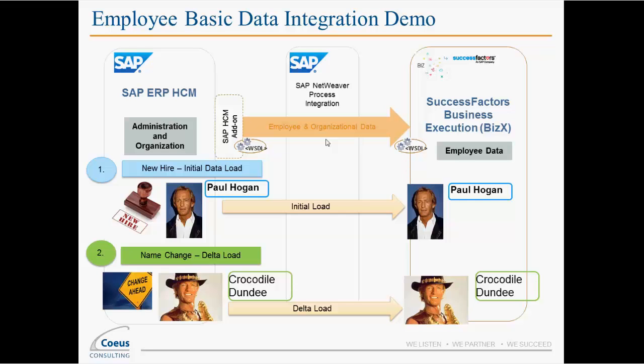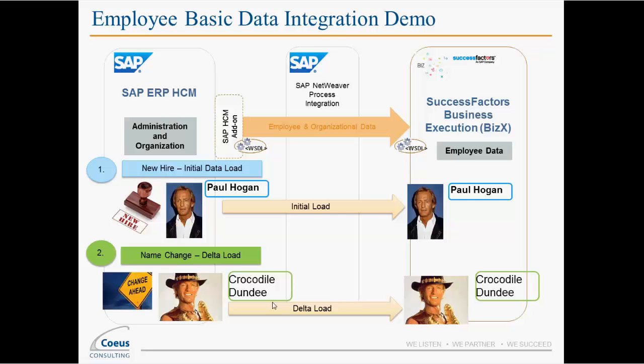The first one being a new hire is hired into your SAP HCM on-premise system here. In this example, we have Paul Hogan as our new hire, and we'll see all of his information get transferred over as initial load into the SuccessFactors system via SAP's NetWeaver Process Integration. Then the second business scenario we'll see is a simple name change in your SAP ERP HCM system, and we'll see that name change get updated over into SuccessFactors. So in this demonstration, we'll see Paul Hogan change his name to Crocodile Dundee. So let's move over into our system demonstration.